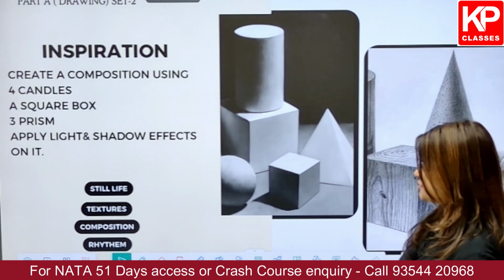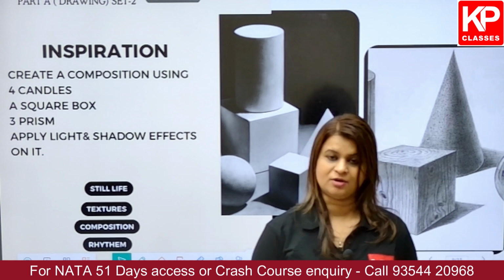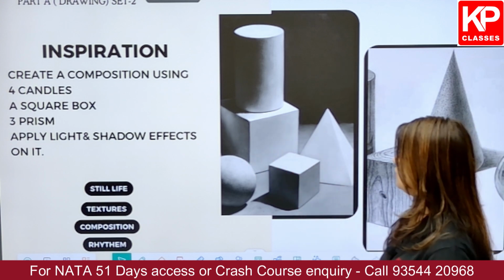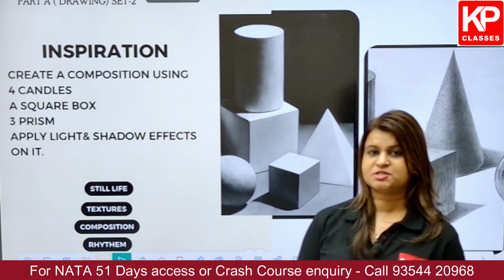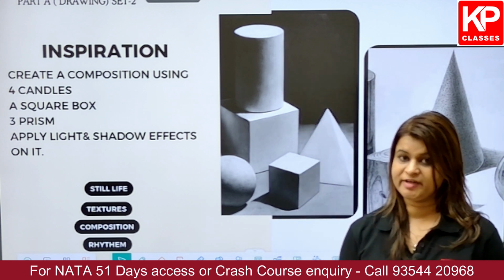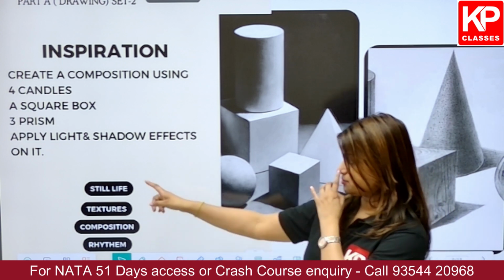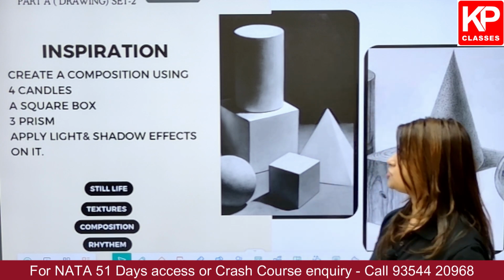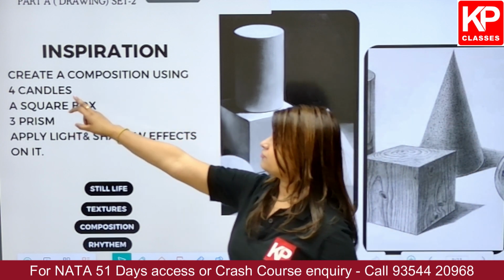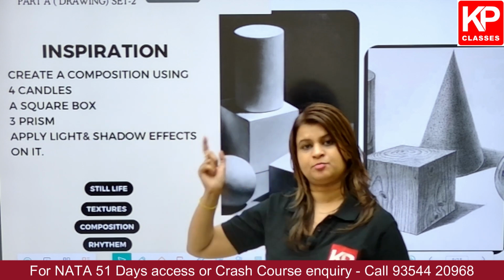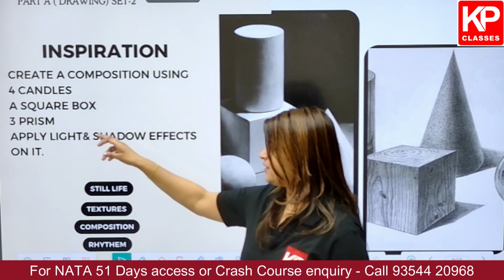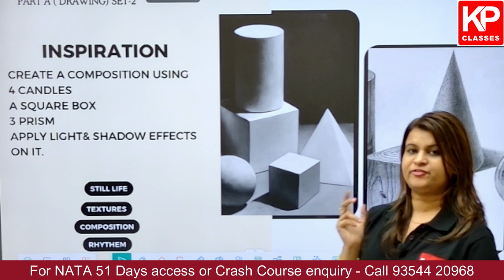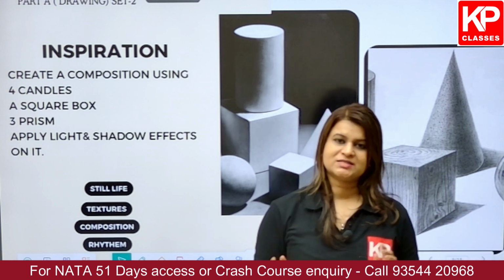Again, the last question in every set is all about 3D model making. Sorry, this is the second question. The next question is about the 3D composition. As I already told you, it's about still life, texture, rhythm, light and shadow, proportion. Now, again, over here, you have been given 4 candles, a square box, which is actually a cube, and 3 prisms. Now, again, these sketches are for reference only, but you have to see what exactly these elements are.